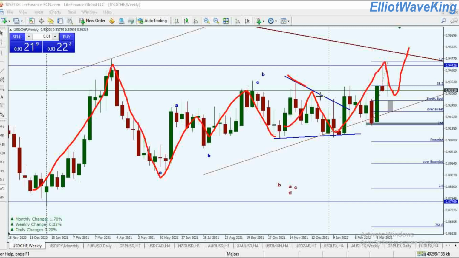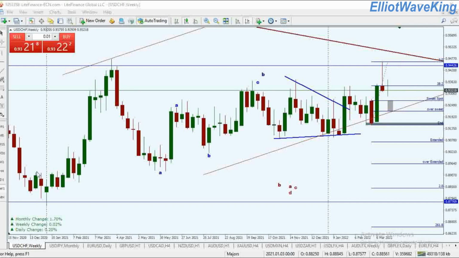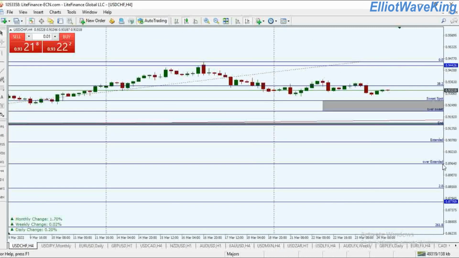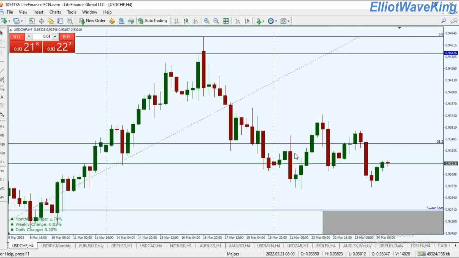Okay, so price has broken out of this structure in an ABC format, so I expect a possible retracement, and then once price completes that retracement here, I'm expecting the next move to continue to the upside. Okay, so this is what I think of price for now. This is what I'll be looking to do in the future.